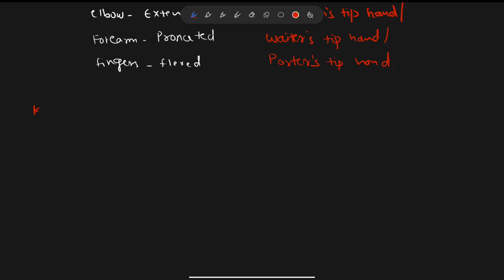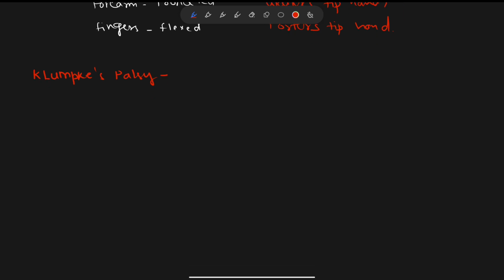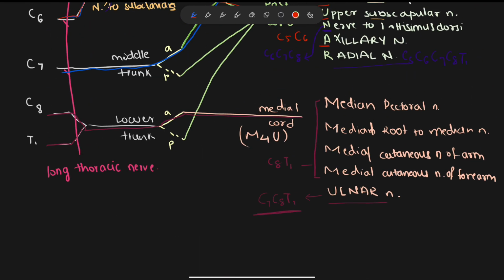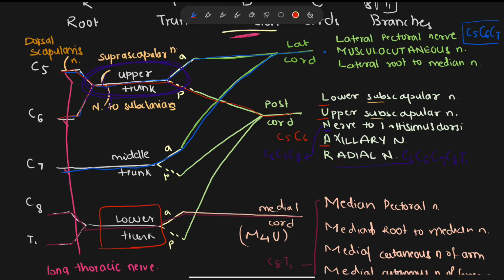Okay, now we have one more palsy. It's Klumpke's palsy. Okay, what happens in this? This will be a lower trunk injury. Where is the lower trunk? This is the lower trunk. If there is any injury in this place, this is Klumpke's. If the upper one, this is Erb's palsy.